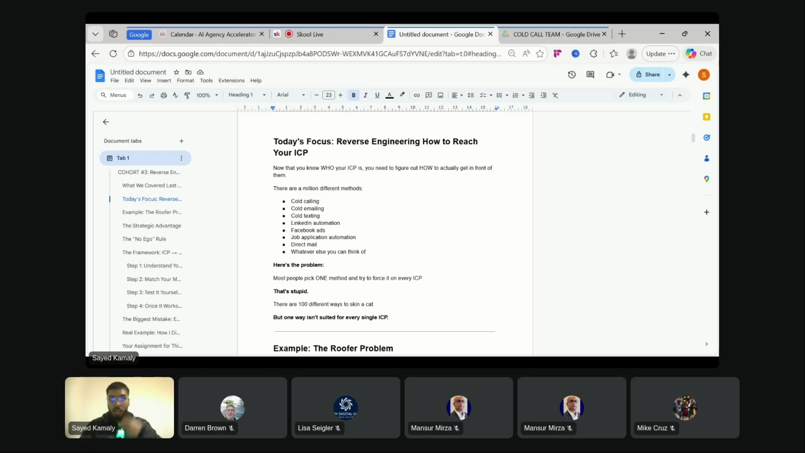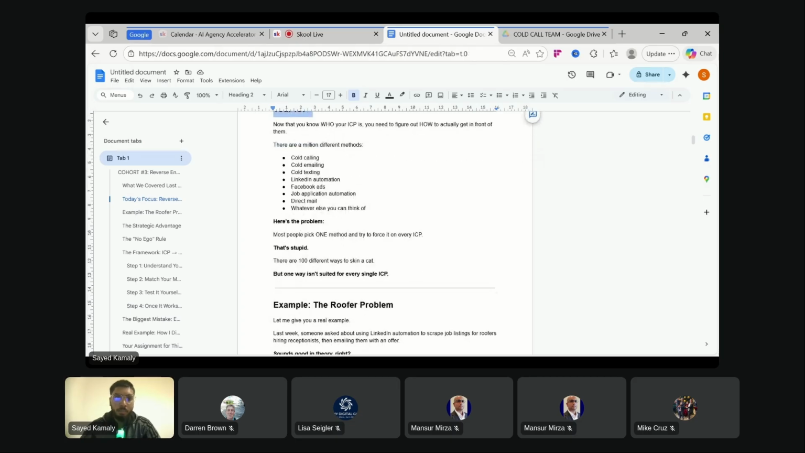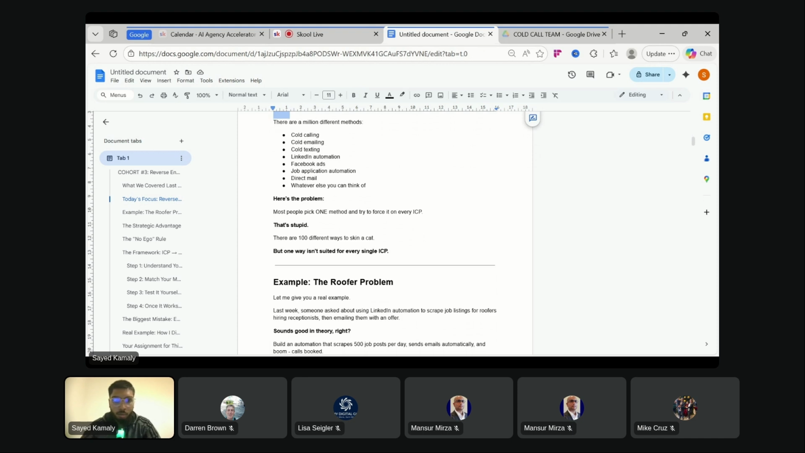Now, today's focus is going to be reverse engineering how to reach your ICP. You know who your ICP is, right? Now you need to figure out how to actually get in front of them. And there are so many different methods. You can cold call people, you can cold email people, you can SMS people, you can use the LinkedIn automation I gave you guys, you can run Facebook ads, right? You can send direct mail. There are so many different things you can do to try and get someone into your calendar. There's 100 different ways to skin a cat.